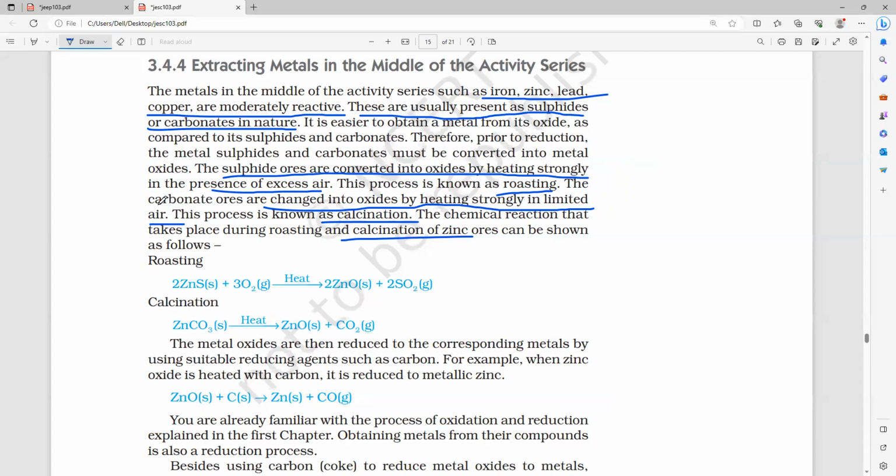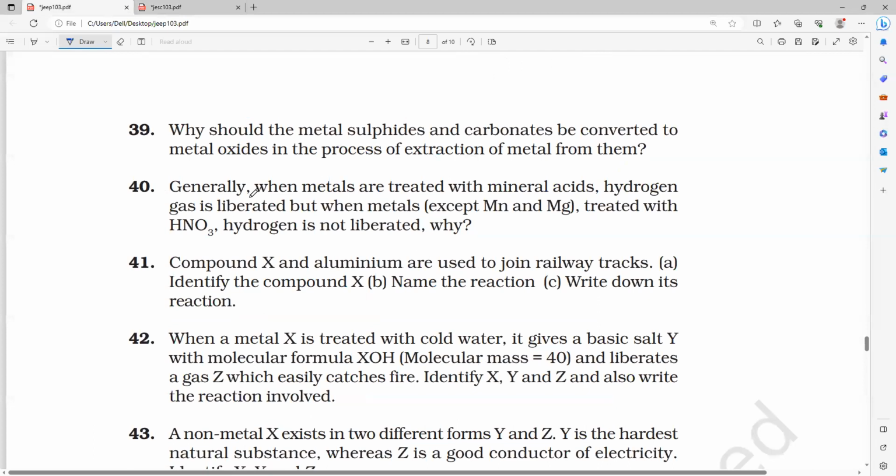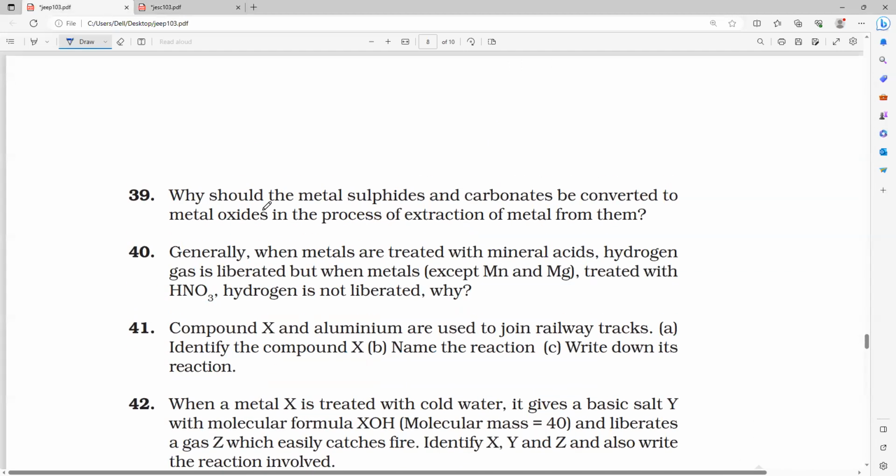So these chemical reactions have to take place. So why is it? That is the question now. So anybody? Answer please. Write the answer. Generally, metal sulfides and carbonates show covalent character, covalent bond, covalent character.